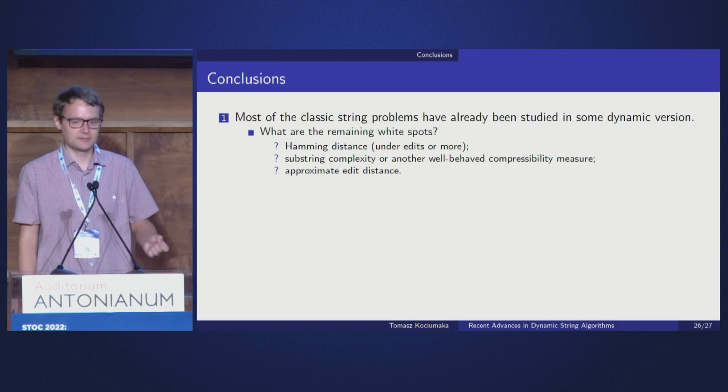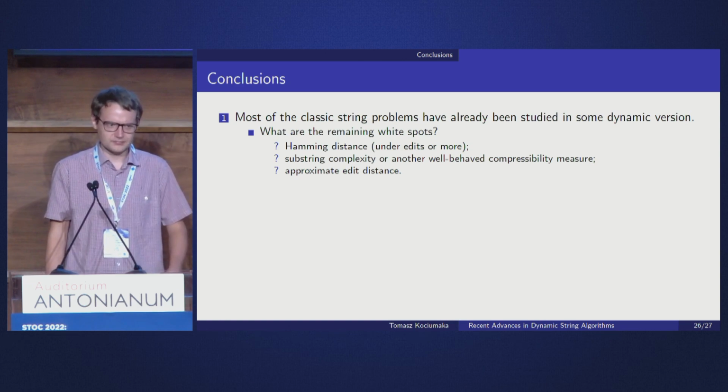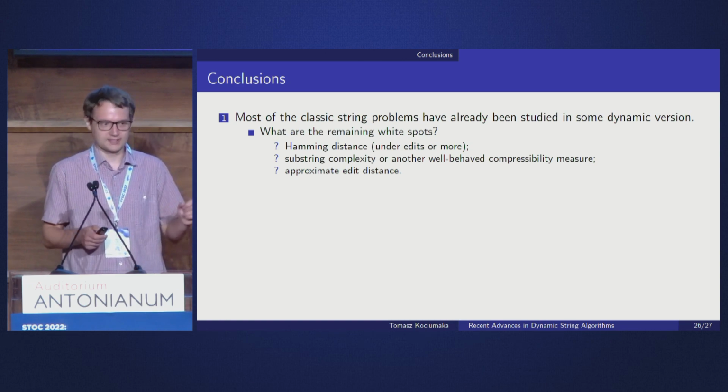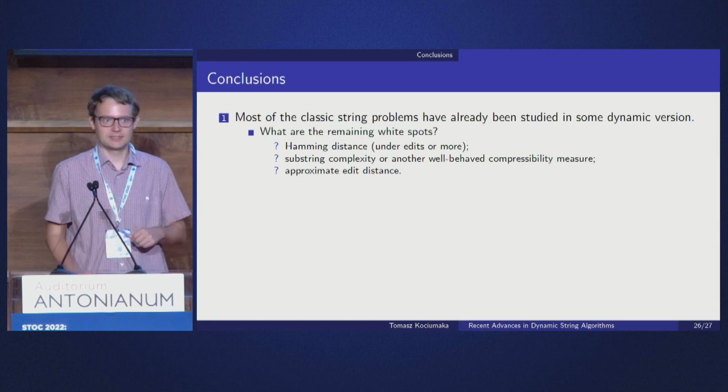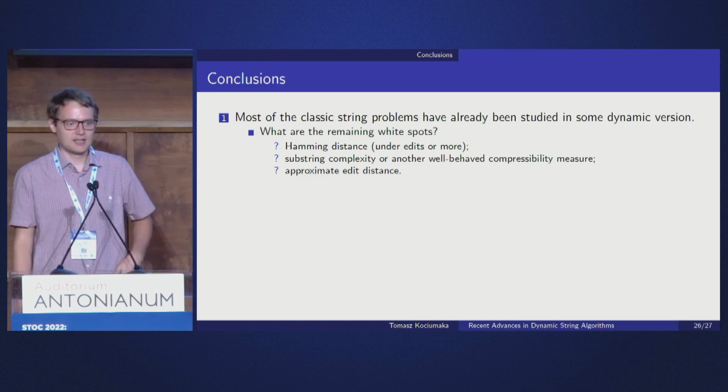In particular, while preparing this talk, I have managed to identify some problems which could be interesting in the dynamic setting, but so far haven't been studied at all. For example, Hamming distance in the dynamic setting. Hamming distance is easy to maintain if you just support substitutions, but when anything more needs to be supported, we don't know pretty much anything. And why it might be interesting is that it actually has some non-trivial complexity in the compressed regime.